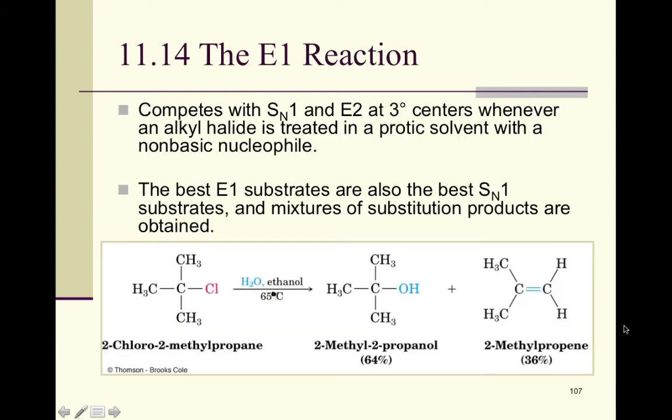The E1 reaction competes with SN1 and E2 with tertiary centers whenever an alkyl halide is treated in a protic solvent with a non-basic nucleophile. The best E1 substrates are also the best SN1 substrates, and a mixture of substitution products is obtained. We see here in this reactant we have a tertiary halide, water, ethanol, and 65 degrees C. We actually get a mixture of products. We get a substitution, and we also get an elimination.